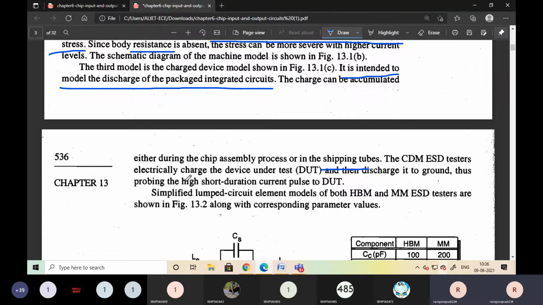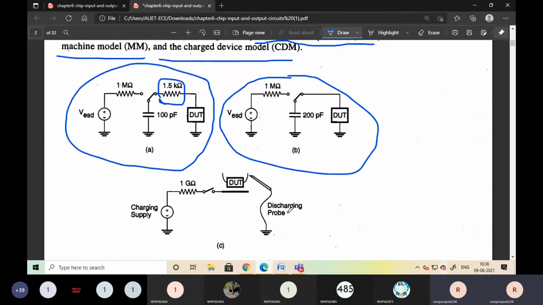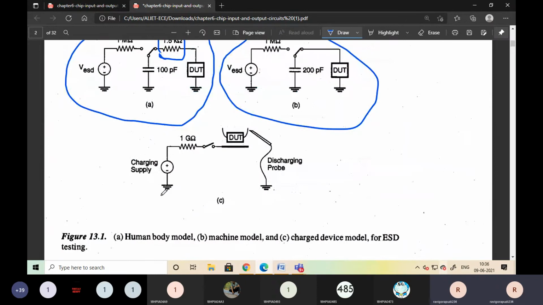Testers electrically charge the device under test, and their discharge is to ground, thus producing a high short-duration current pulse to the device under test. If you see this third diagram, when we undergo the device under test, it will discharge. By using this discharging probe, we are going to eliminate whatever ESD is due to CDM. Draw the third one. Third one you can draw quickly.